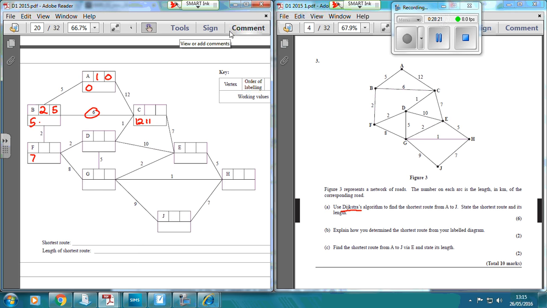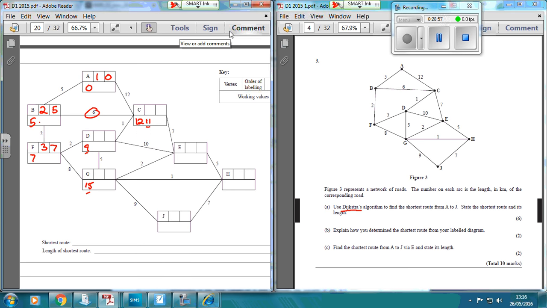And then once you've updated all of the vertices that are coming off the vertex that you've just made permanent, you then see which has got the smallest working value. So we've got 7 and we've got 11, so 7 is the smallest. So therefore we're going to make this one F as the third one and make that one permanent. Now coming off F, we've got D over here, so that's another 2, so that's going to be 9. And then G, 7 plus the 8 is going to be 15. So now we've got 9, we've got 15, and we've got 11.